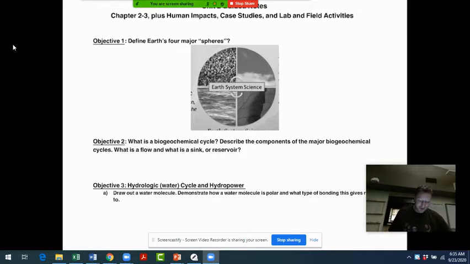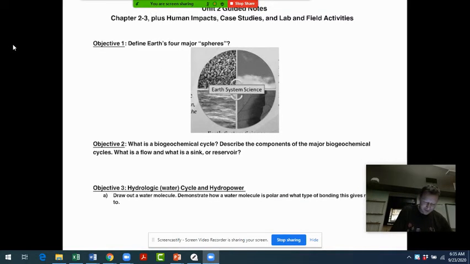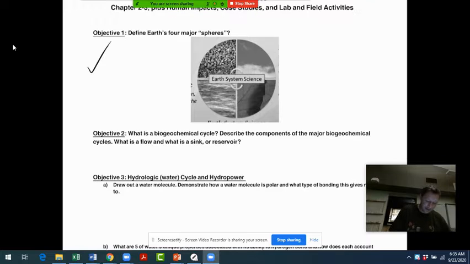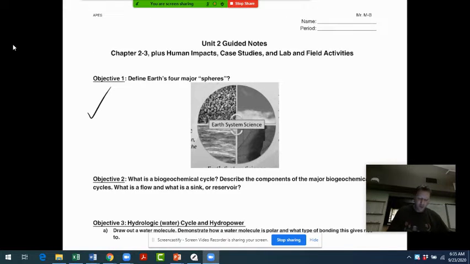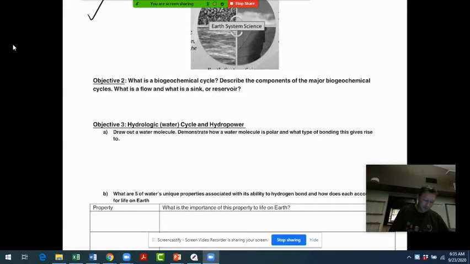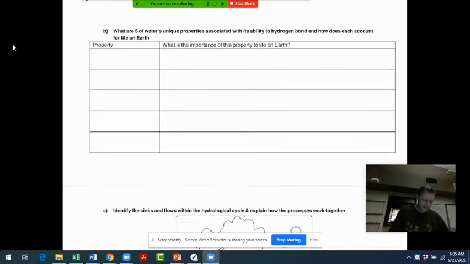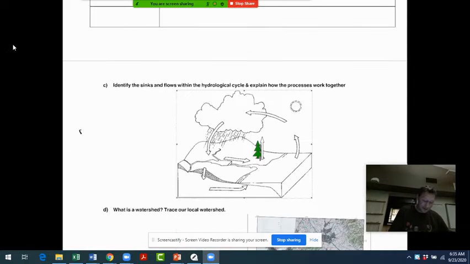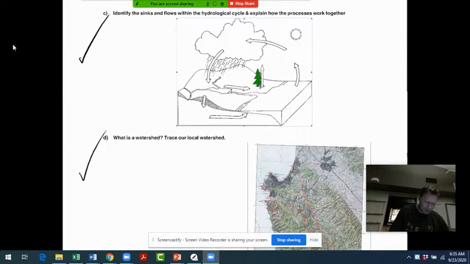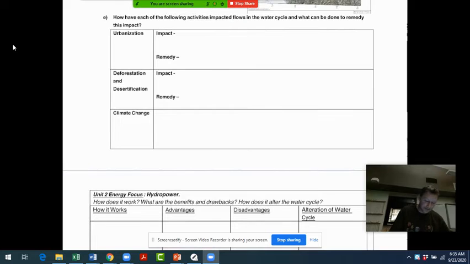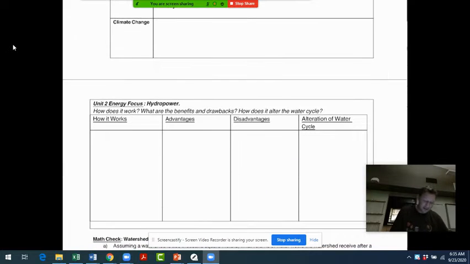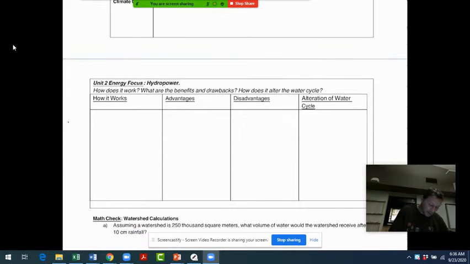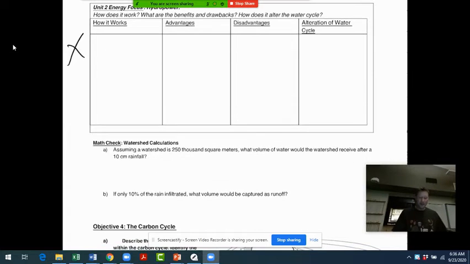Just so you know, there's a couple of things in your notes that we can jot down that we've done. This is the Unit 2 guided notes. There's only one thing that you really need to not have filled out. I'm putting checks next to everything that we've done either in class or outside of class. The one thing you don't need to worry about at this point, I'm just going to put a soft X right there, is the hydro power energy focus.